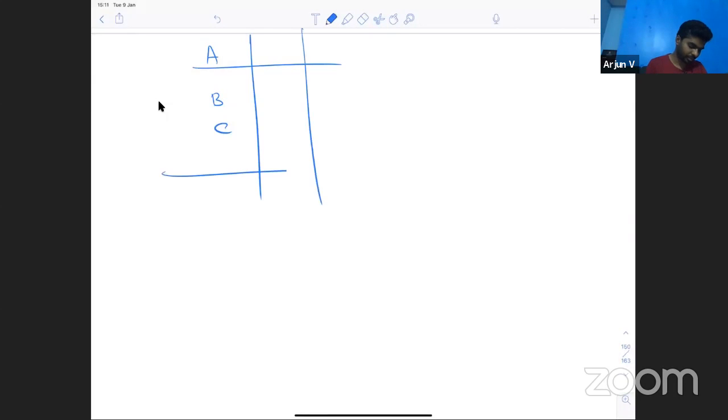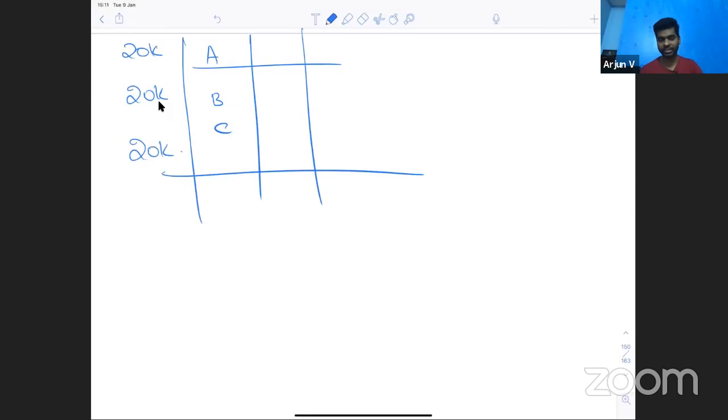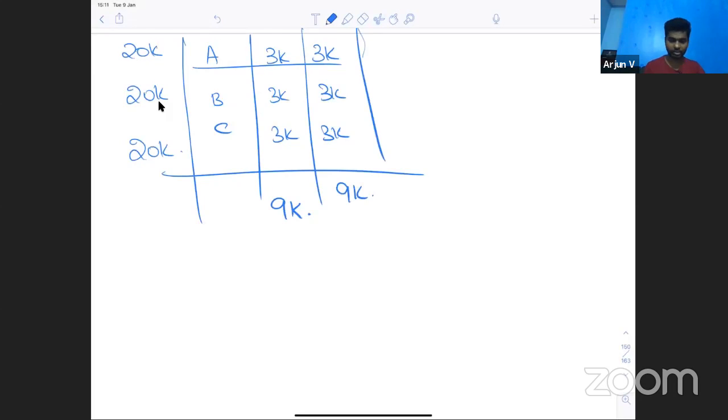First year, they took an insurance policy of 20,000 on each partner. We are talking of the case of retirement, right? First year, they paid 3,000 as premium. That means the first year expense was what? 9,000. Second year, again, they paid 3,000 premium. So what is the expense for the second year? 9,000.